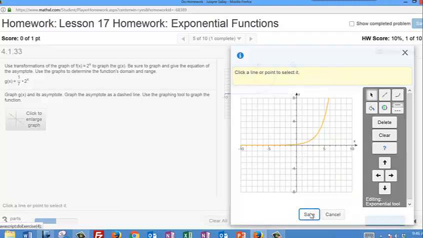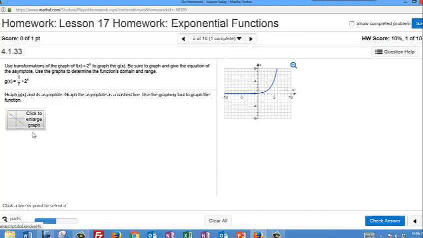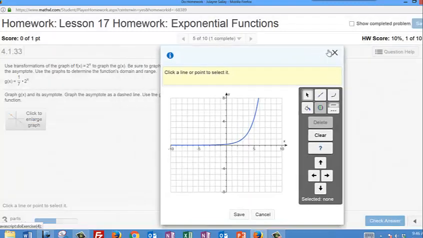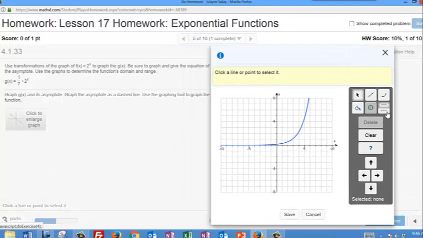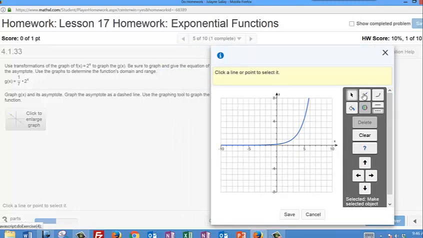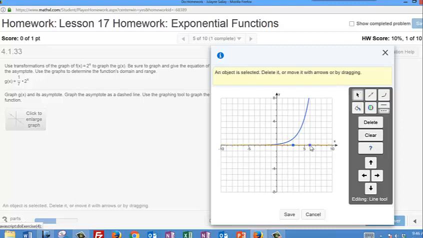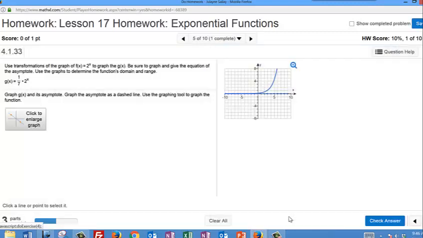Okay, so I'm going to go ahead and save, but then I'm going to go right back into it because I would like to graph my asymptote. So my asymptote needs to be a dotted line. So I'm going to go ahead and click the dotted line tool. It's a straight line, so I'm going to go ahead and use the line tool. And I know that my asymptote is at the x-axis because I haven't shifted vertically at all, so I know that that's going to stay put. So go ahead and do that. Hit save, and now I have a dotted line here on the x-axis, and this graph of 1/7 times 2 to the x is going to be approaching that asymptote.